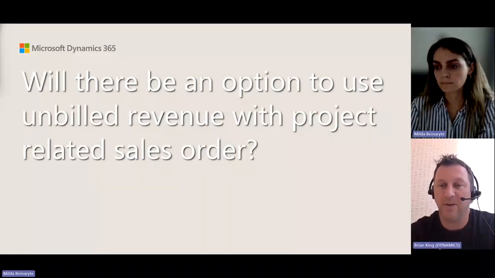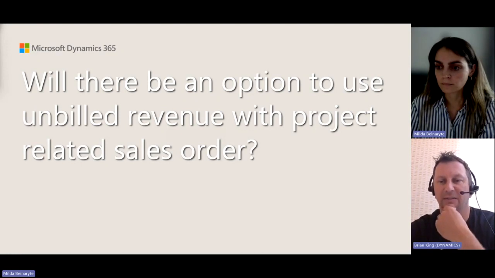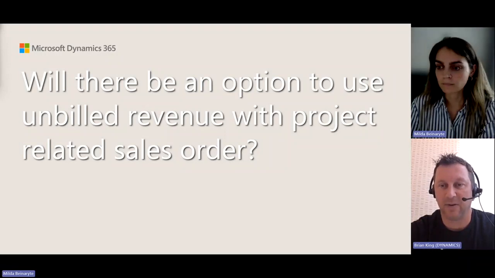Will there be an option to use unbilled revenue with project-related sales order? If it will, when? Yes, this is available now in our released versions. You should see this. If you're not seeing it, reach out to me and let me know. I know we worked through some examples and scenarios of it just recently, so I know it's working at least in 10.0.37, but it should be there in at least 36 and 37.